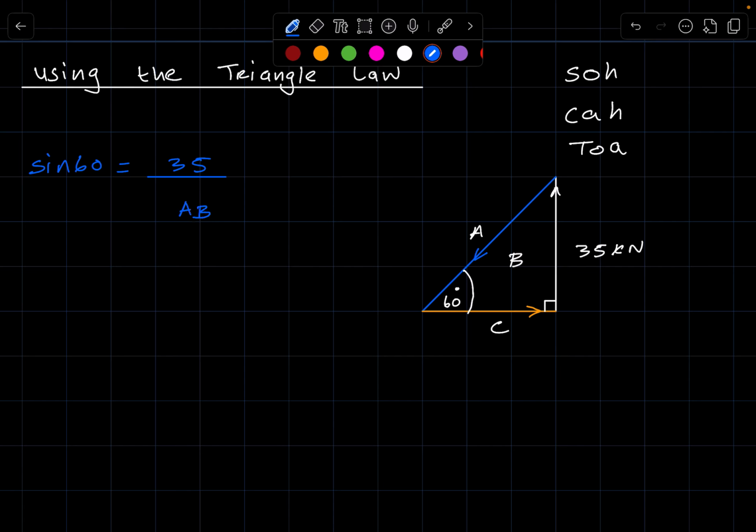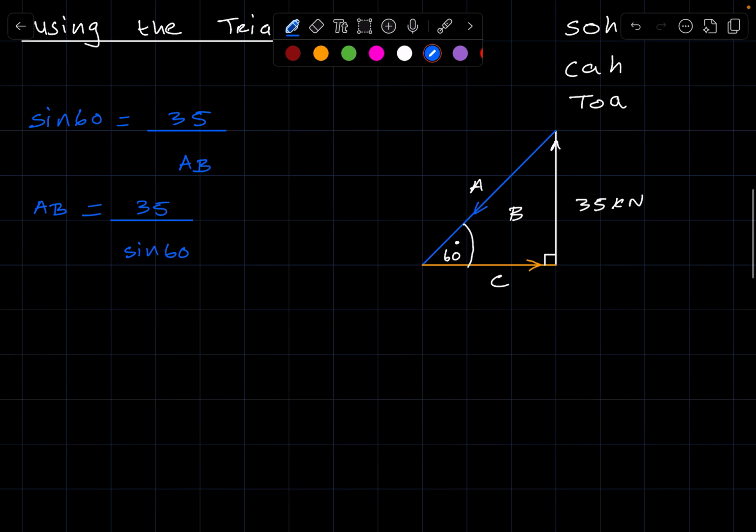Then you solve for AB here, making AB the subject of the formula. This will be equal to 35 divided by sine 60. Then if you punch that in your calculators, you should get 40.415 kilonewtons. That's the magnitude of member AB.